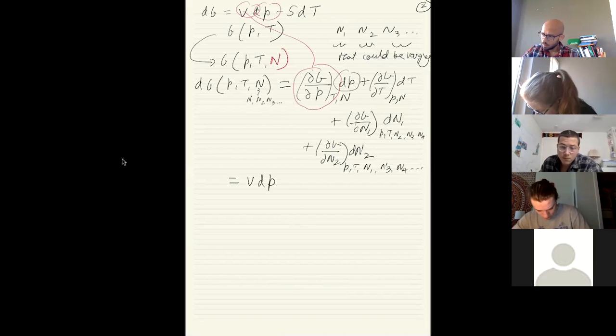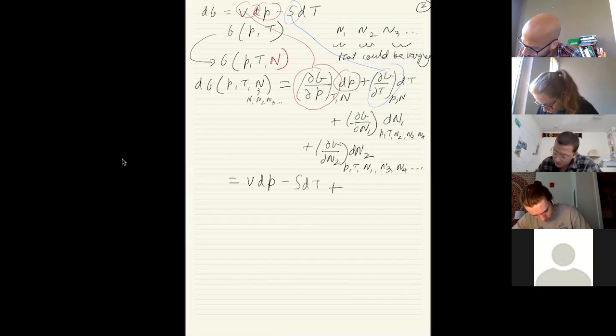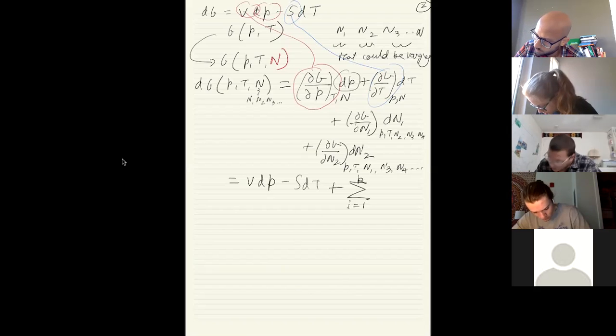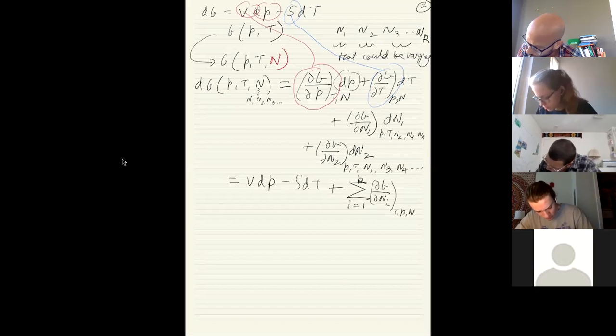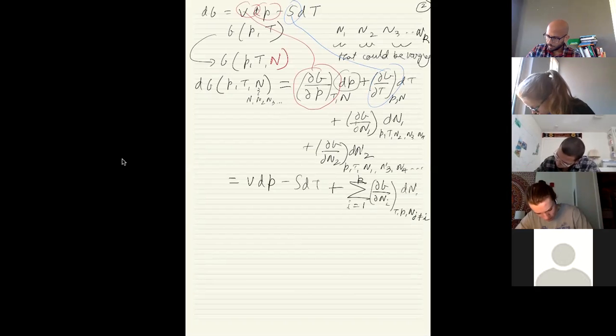Similarly, partial G by partial T must be the same as minus S, sorry. So we have minus S dT. And now this other term can be written using a summation form as i going from 1 to k, depending on how many components you have in the system. Let's say you are going from N1 to Nk. Partial G by partial Ni at constant temperature and pressure, and all other things kept constant except the i that you're differentiating with respect to, multiplied by dNi. And this is how we get to our chemical potential.